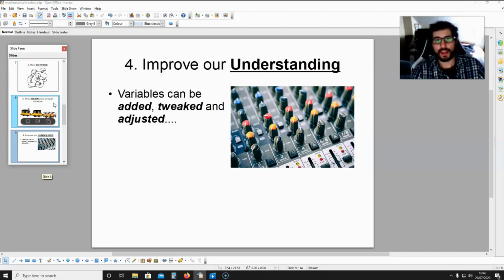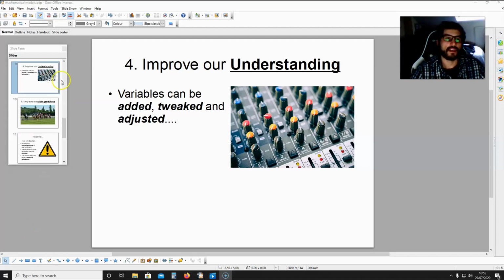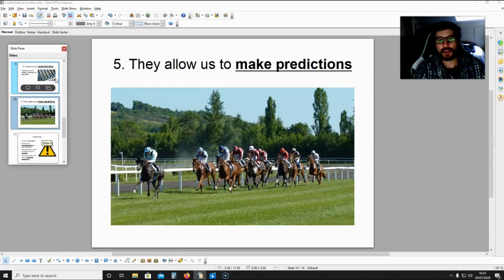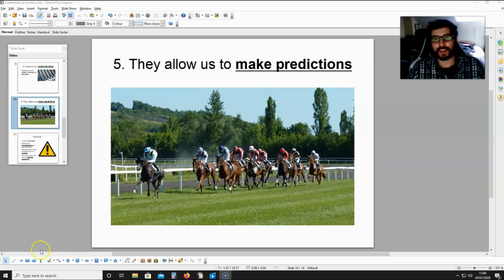Number four, they can improve our understanding. This is because specific variables can be added, tweaked, and adjusted. Okay, so number five, models allow us to make predictions. I've already spoken about this, so I think you get the picture.